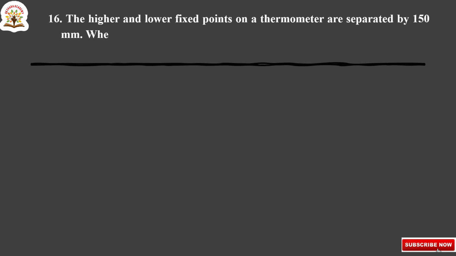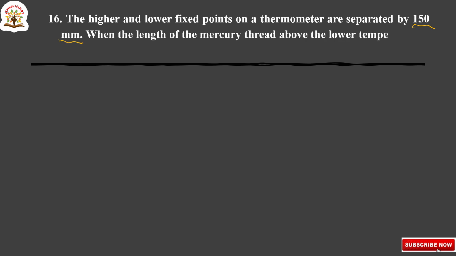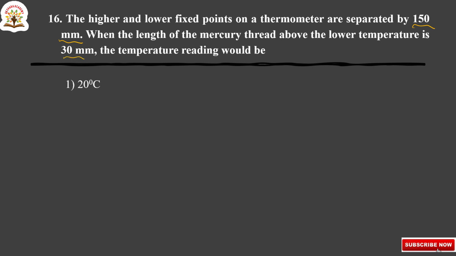The sixteenth one. The higher and lower fixed points on a thermometer are separated by 150 mm. When the length of the mercury thread above the lower fixed point is 30 millimeter, the temperature reading would be, here we have to calculate the temperature. They have given four options. The first one is 20 degrees centigrade, the second one is 30 degrees centigrade, the third one is 10 degrees centigrade, and the fourth one is 0 degree centigrade.